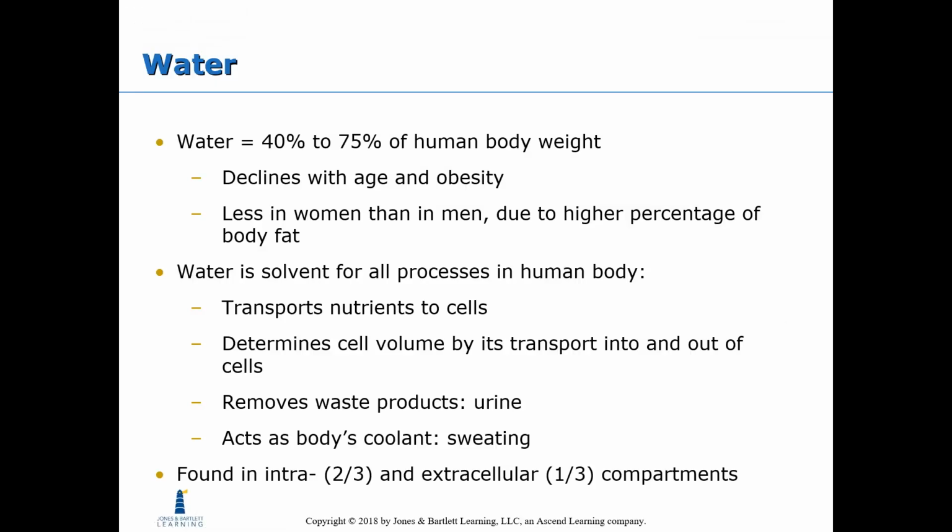Water is 40 to 75% of the human body weight. It declines with age and obesity, and it's less in women than in men due to the higher percentage of body fat. Water is a solvent for all processes in the human body, so it plays a role in transporting nutrients to cells. It determines cell volumes by its transport into and out of cells. It removes waste products in the form of urine and acts as the body's coolant in the form of sweating.